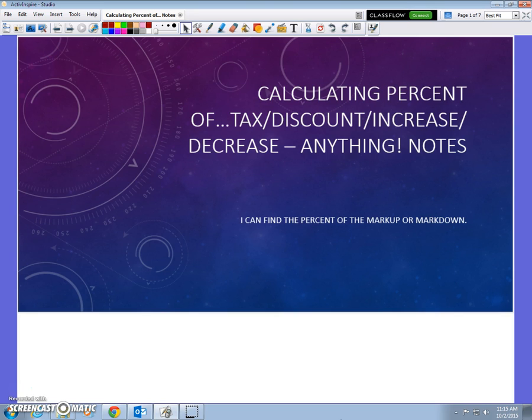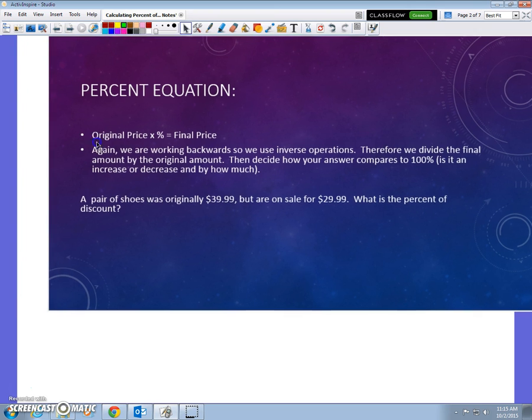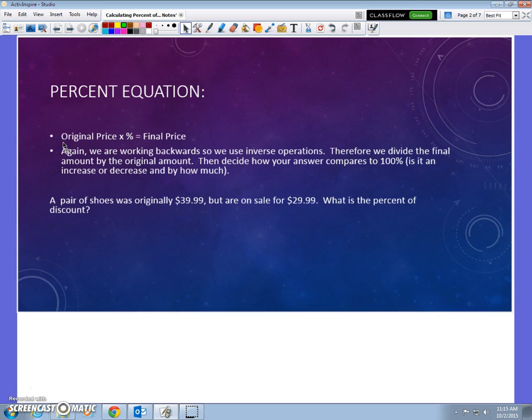All right, so let's just take a look here. This isn't going to be too bad at all. The percent equation. Basically what we've been using is the original price times the percent equals the final price. So that's what we've been working on, and we've been practicing and practicing with that. When we were working backwards, we divided. When we were working forward, we multiplied. So same thing. Since we're working backwards and we aren't going to know what the percent is, we're going to have to be dividing. So let's take a look at this first example.